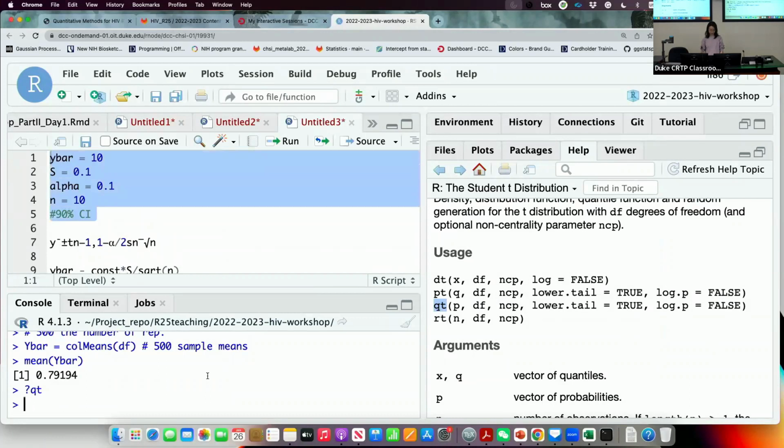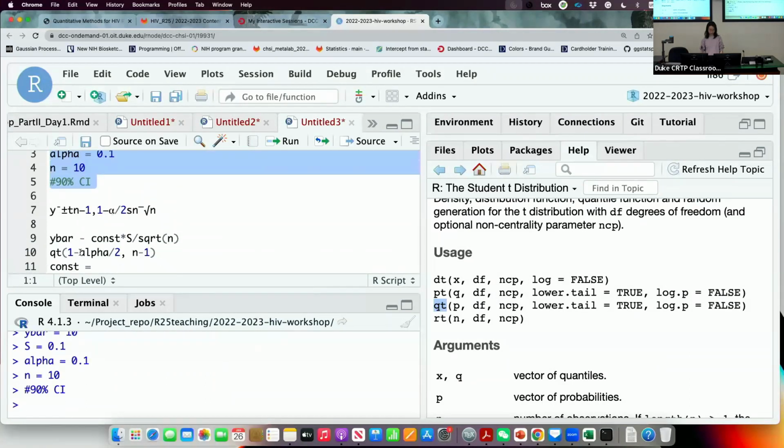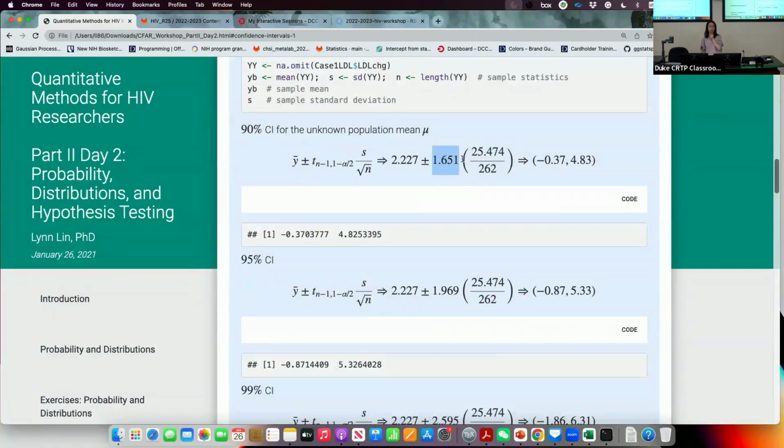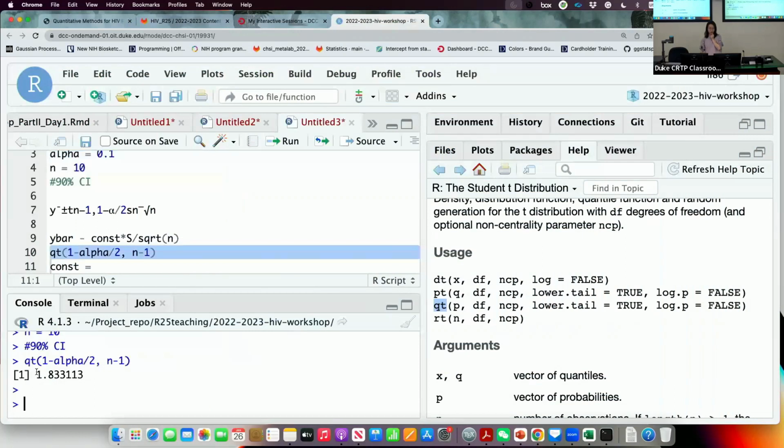So if you run everything in R, let's just say the constant, what's the value for this constant? This is the value for this constant. You see, this is actually different from what you see here. Why? My lecture note tells you that according to the formula, this constant equals 1.651. But from our calculation, we actually get 1.833. Is there anything wrong with our formula? Then why do we have different numbers?